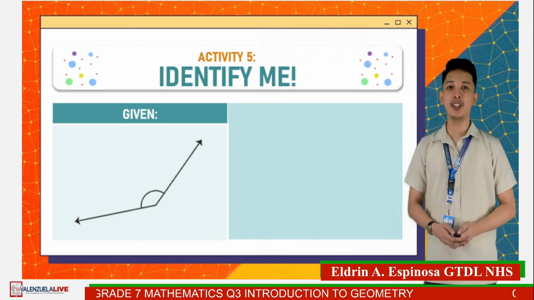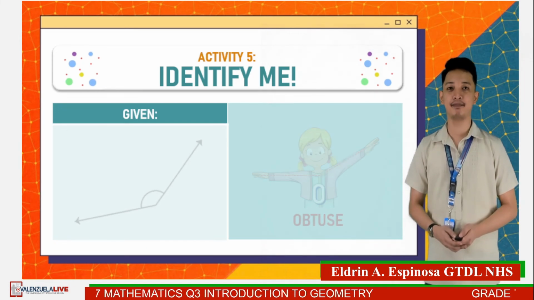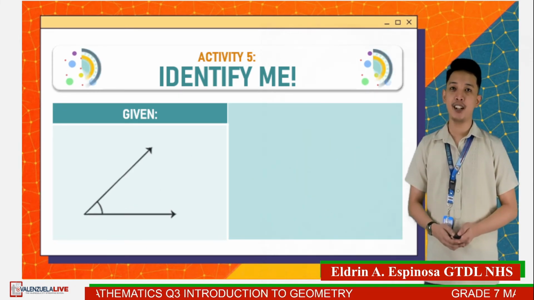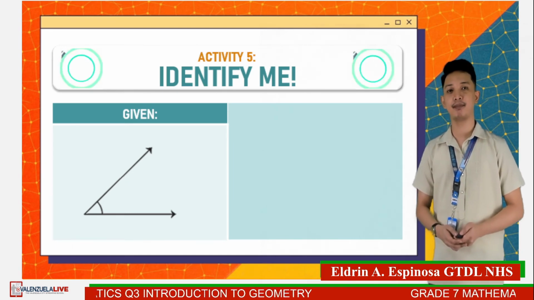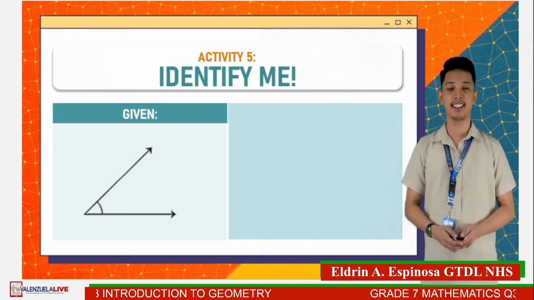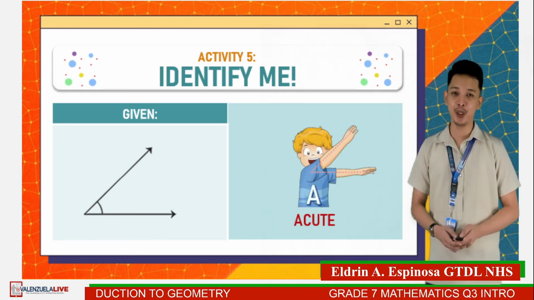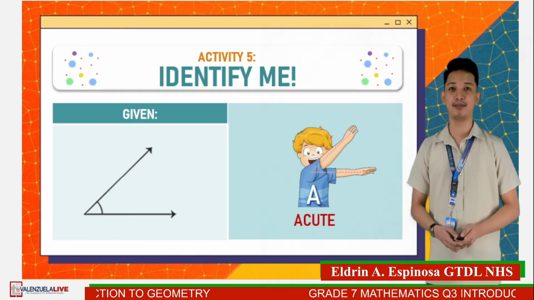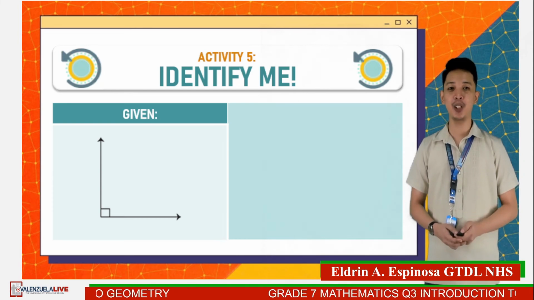Very good. The correct answer is obtuse. Next. 5 seconds, go! The correct answer is acute. Next. 5 seconds, go!